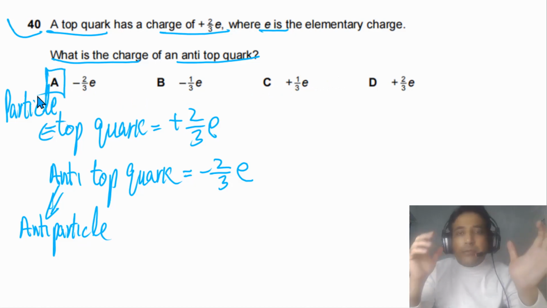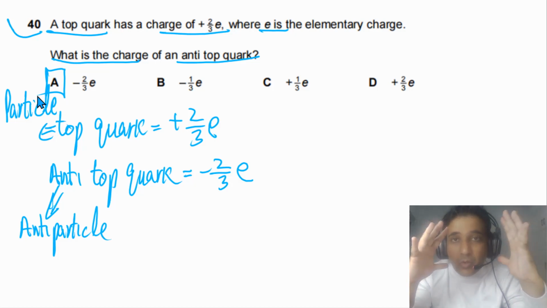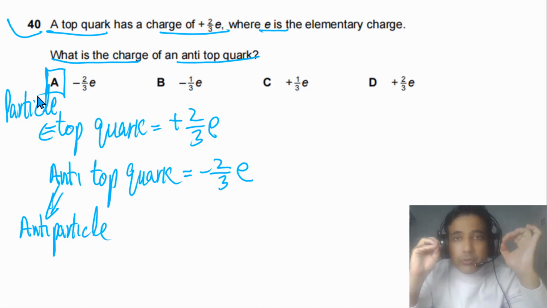That's all for this paper. We have done all the questions from this paper. I hope this paper was helpful and you have improved your understanding of AS physics concepts, and also have a better understanding of these questions.